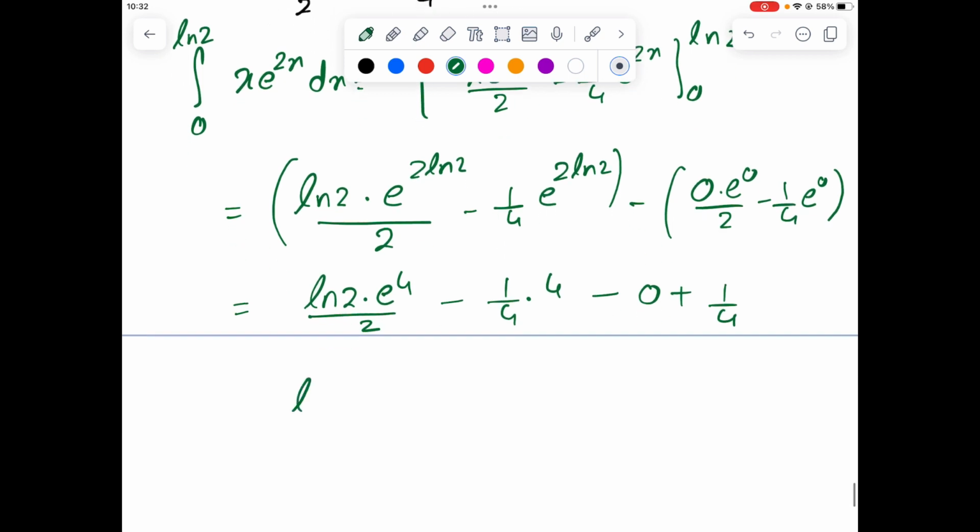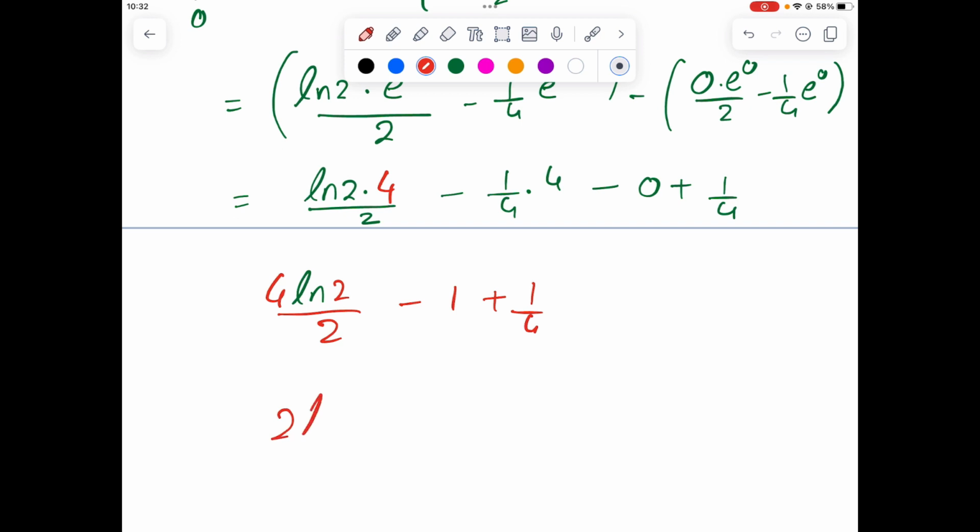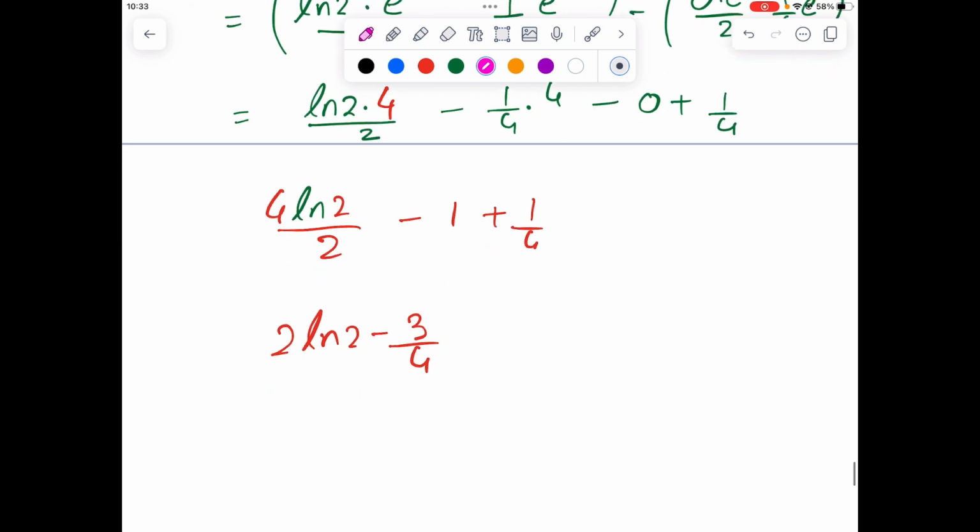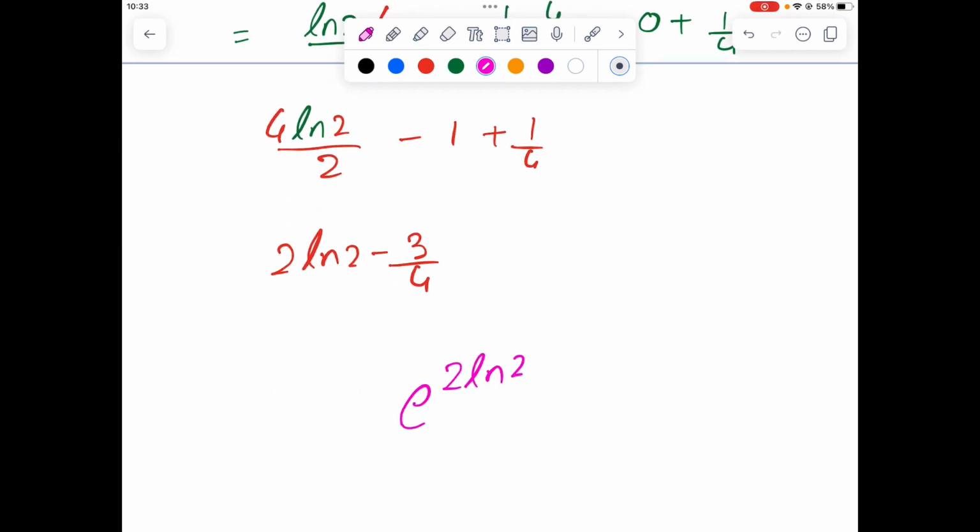So what does it become? Ln 2, e power 2 ln 2 just becomes 4. So 4 ln 2 divided by 2 minus 1 plus 1 upon 4. So it becomes 2 ln 2 minus 3 upon 4. So basically here you need to know e power 2 ln 2. How did it become 4? E power ln 2 square. E and ln are opposite functions, they cancel. 2 square is 4.